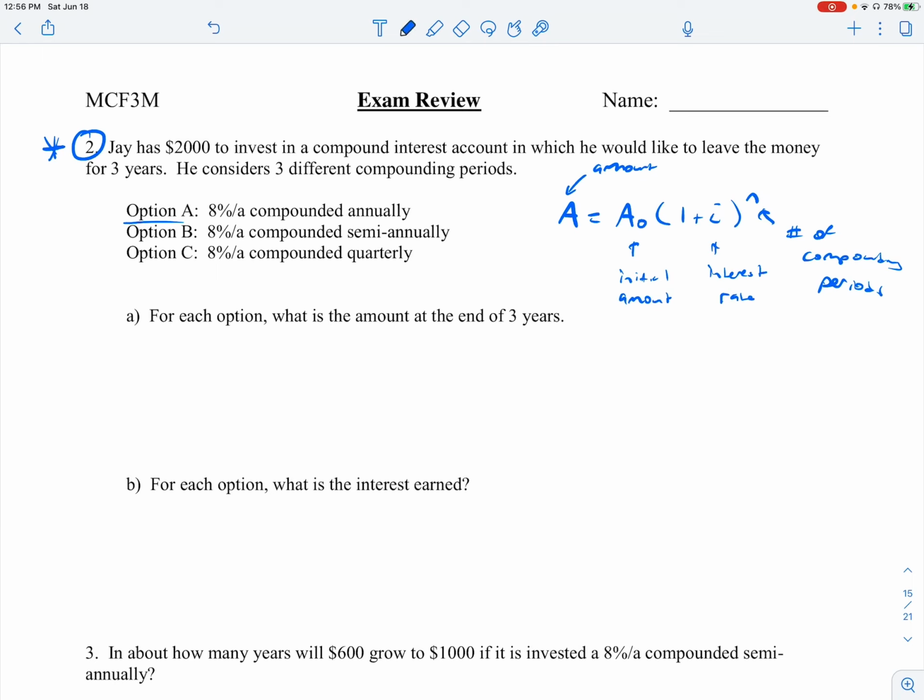All right, let's do option A first. So we have A equals our initial amount, 1 plus I to the n. The initial amount is 2,000, 1 plus I. The interest is 8% per year, so 8% as a decimal is 0.08. Okay, and it's in for 3 years. We're told it's compounded annually. That means once a year. So if it's in for 3 years, it's just going to compound 3 times.